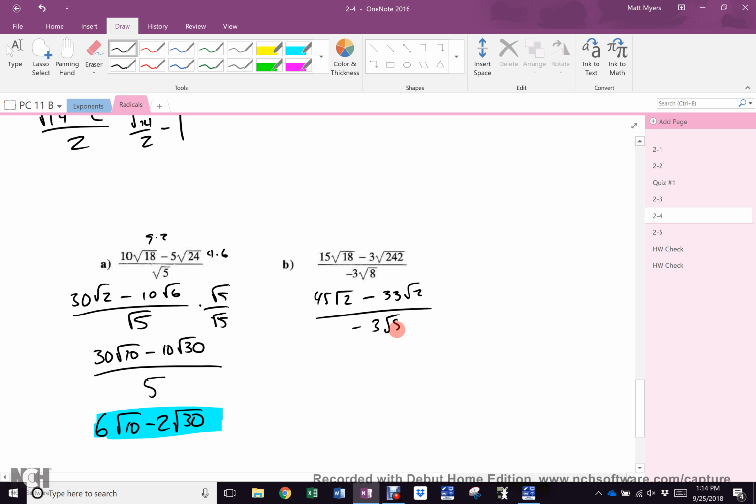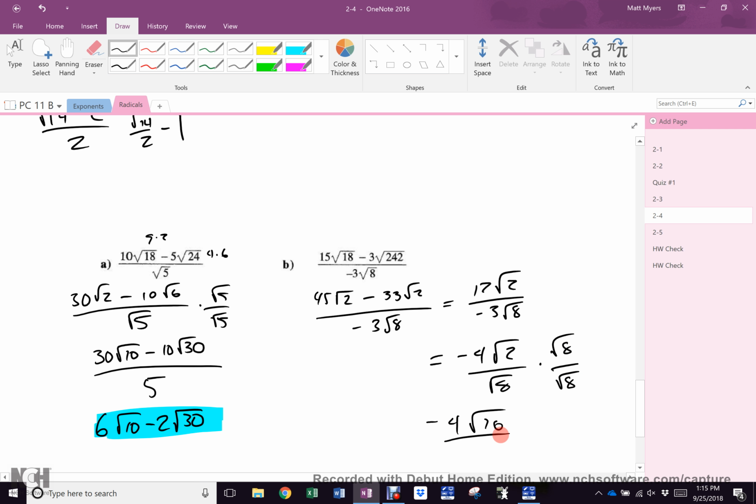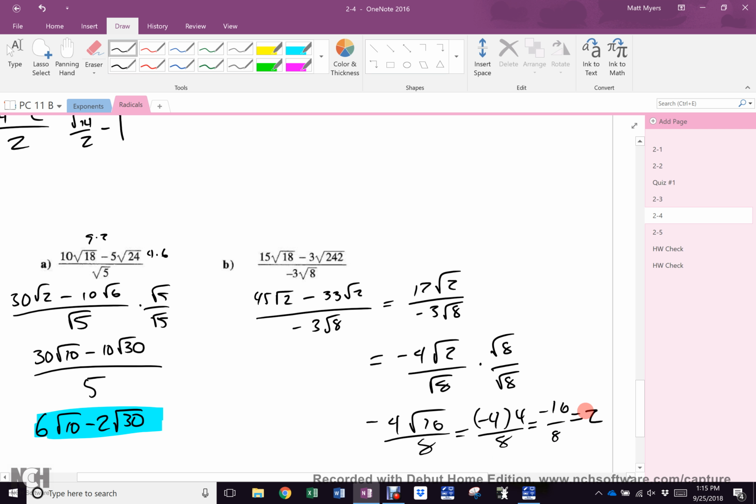negative 3 root 8. 45 minus 33 is 12 root 2 over negative 3 root 8. The 12 and the negative 3 cancel. Negative 4 root 2 over root 8. Multiply by root 8 over root 8. Negative 4 root 16 over 8. Negative 4 times 4 over 8 is negative 16 over 8, which is negative 2.